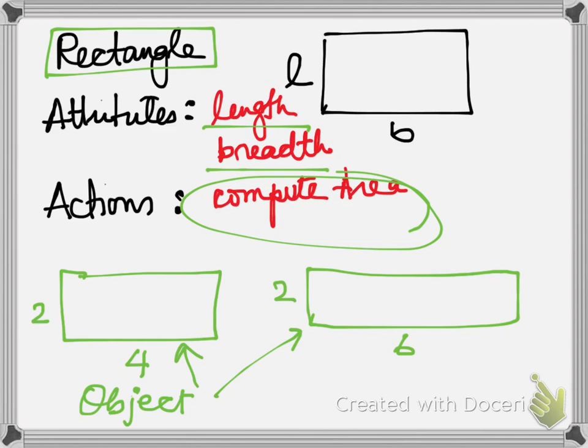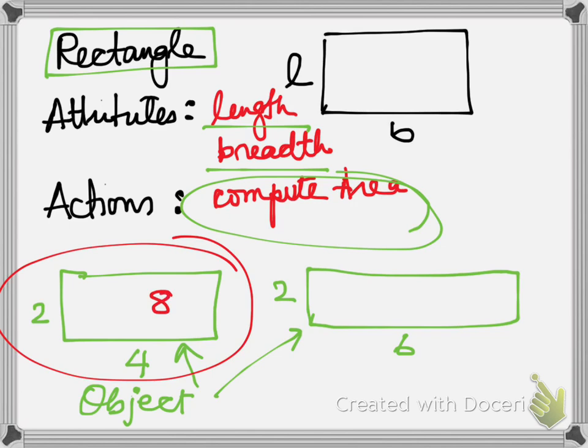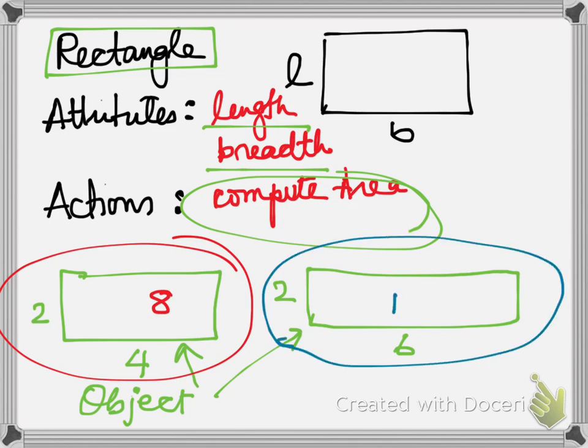So when I say compute area for let's say this particular rectangle, what will I get? Area of a rectangle is length into breadth. So I will get area is 8. So this compute area will work only on this particular rectangle. Similarly, if I use compute area on this particular rectangle, I will get the area as 12 because this is specific to this particular rectangle only.